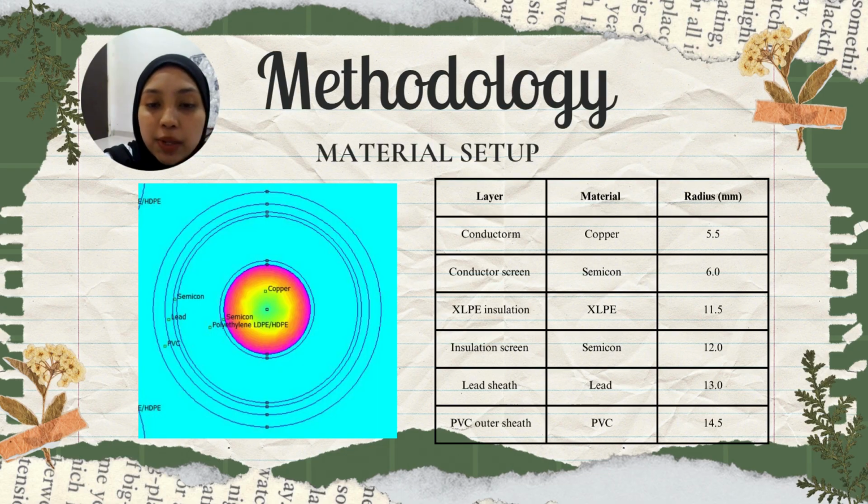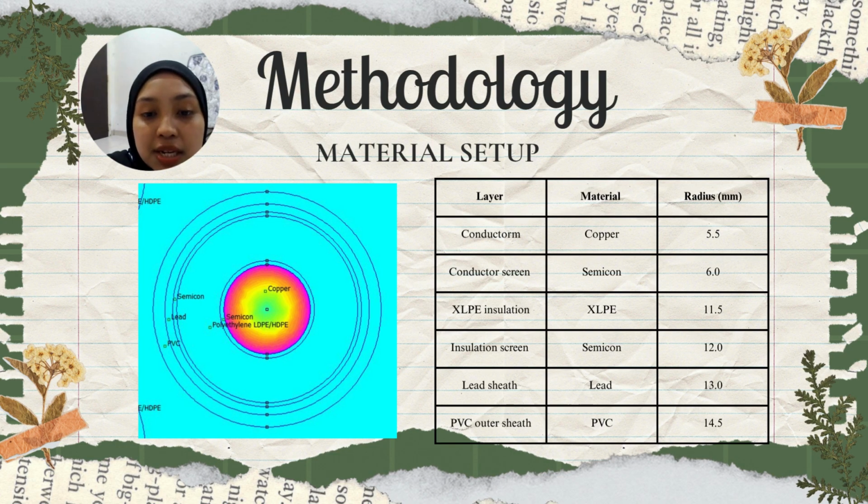Next, I will explain the methodology for the material setup of the cable. This is the structure of a three-core XLPE insulated cable, layer by layer. At the center is the copper conductor, which carries the electric current and has a size up to 5.5 millimeter in radius. Around the conductor is the conductor screen, a thin semiconductive layer from 5.5 millimeter to 6 millimeter that helps spread the electric field evenly.